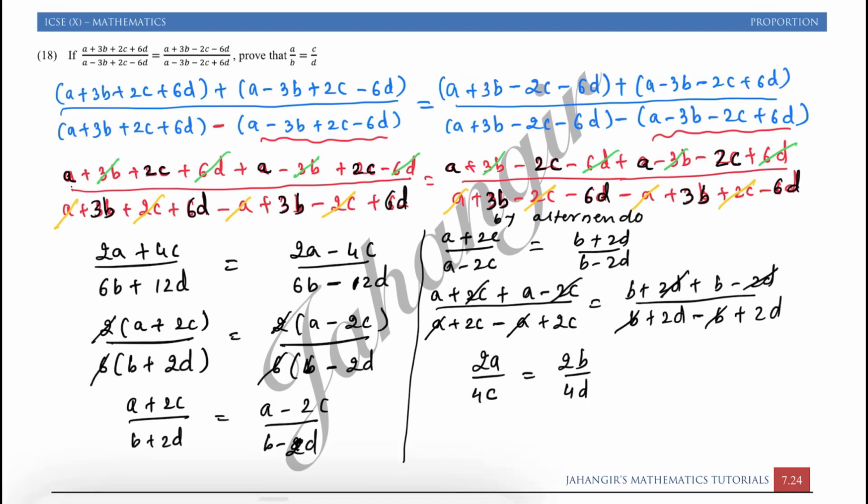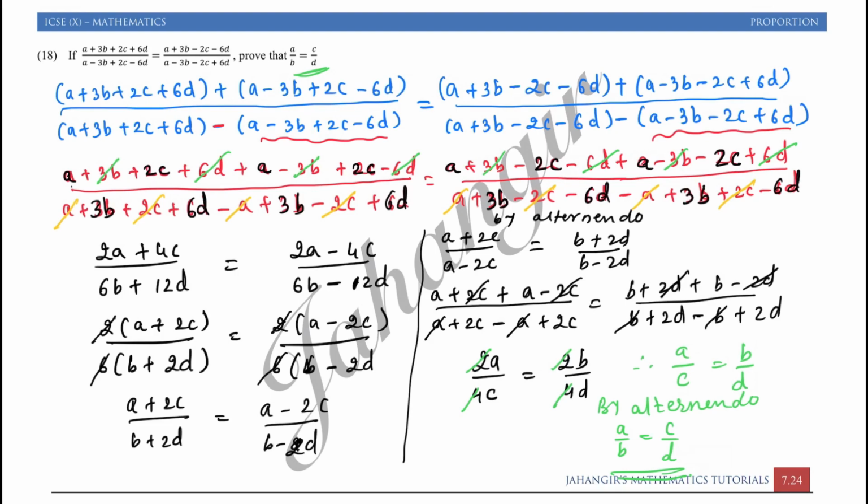So here I can cancel 2 and 2, 4 and 4. So I will get therefore a by c is equal to b by d. Again I have to do alternando by all, because in the answer we want a by b. So alternando, a upon b is equal to c upon d. Hope you understood this sum properly.